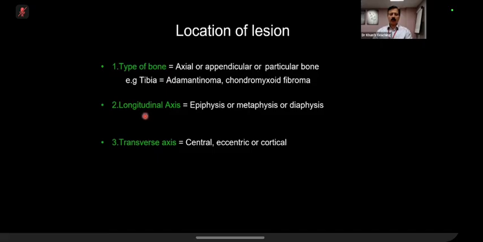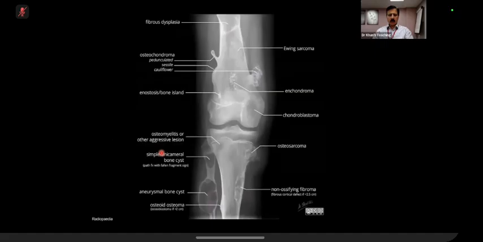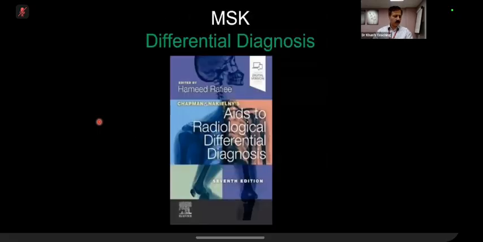What is the location of the lesion within the long bone in a longitudinal axis versus a transverse axis? So in a longitudinal axis means epiphysis, metaphysis, or diaphysis. And in a transverse axis, it is central, eccentric, or cortical. This is, I think, quite recently put on Radiopaedia, beautifully made. You can have a look, but I will teach you slightly differently. It is absolutely fine to learn from here, but I'll go back to Chapman to teach you.